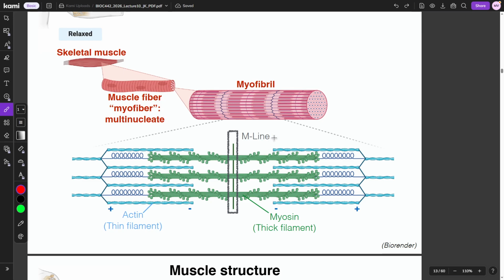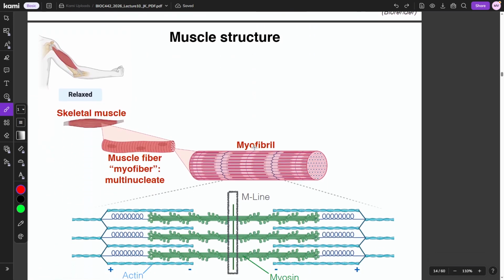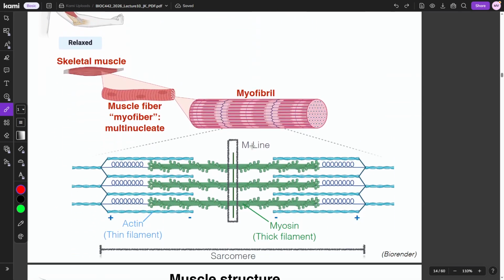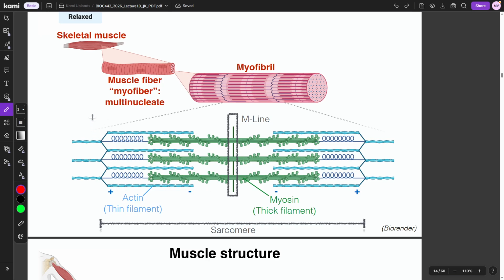So a couple of things to keep in mind about the muscle structure and muscle cells. Firstly, the M line. The M line is just the middle. It's the middle of the myosin specifically. Just as a reminder, this section here that we see is called the sarcomere. Remember, the myofibril is everything here. The sarcomere is specifically this section that we're looking at.